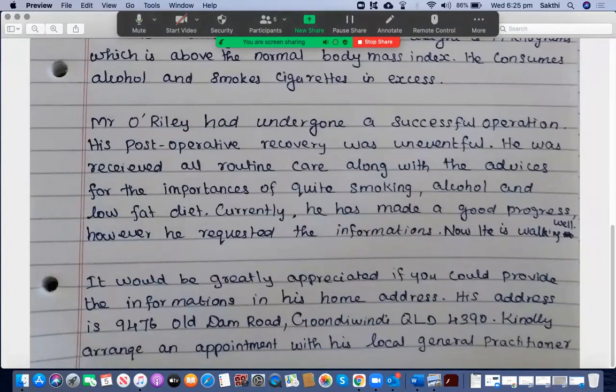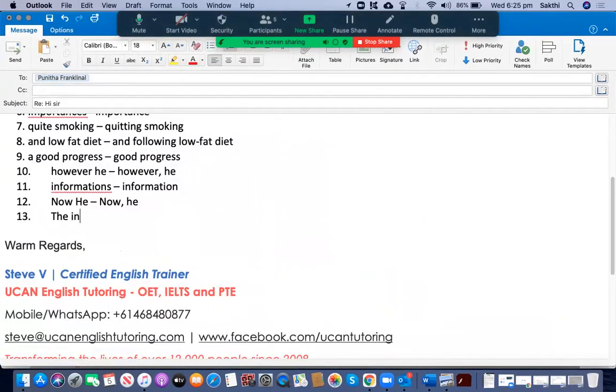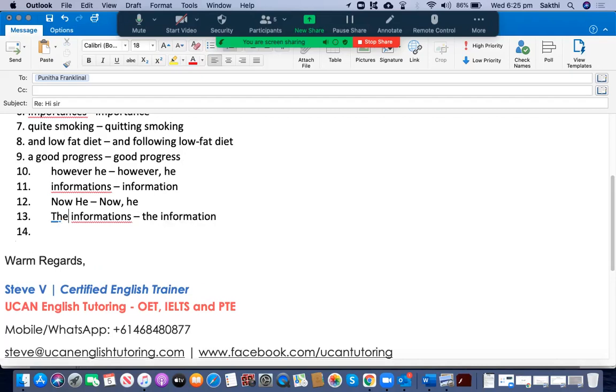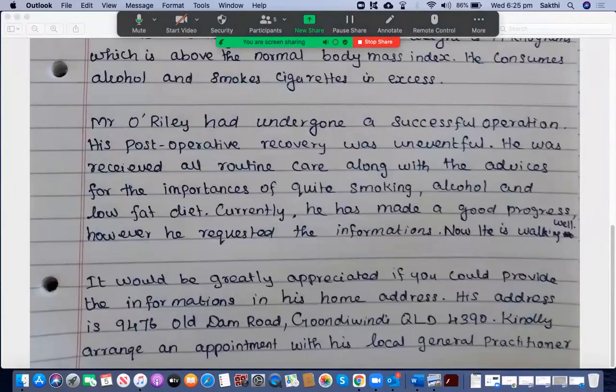"It would be greatly appreciated if you could provide the informations." Again, that is an issue. It should be "the information." There is no plural noun for advice, information, and for staff you can't say staffs. That is wrong. You can't say informations, you can't say advices, and you can't say progresses.